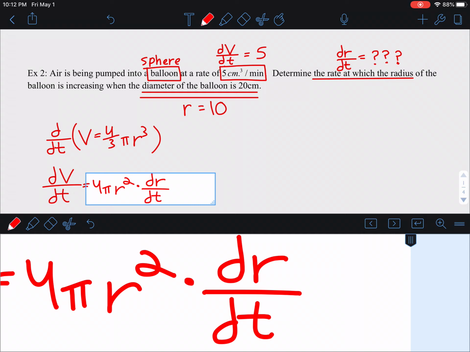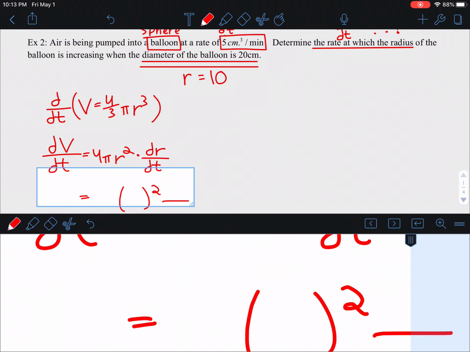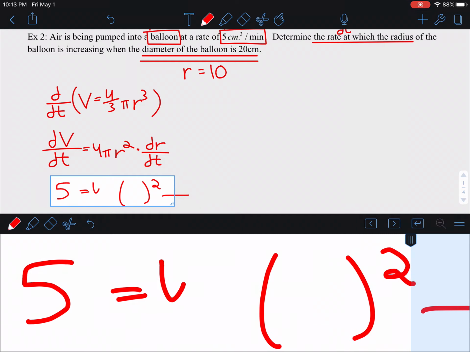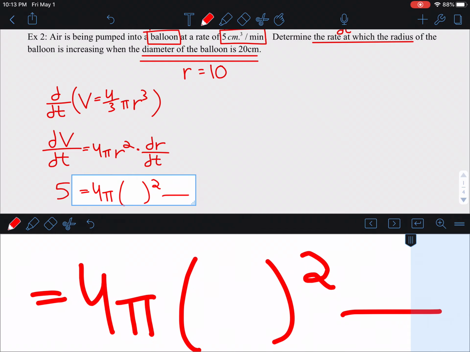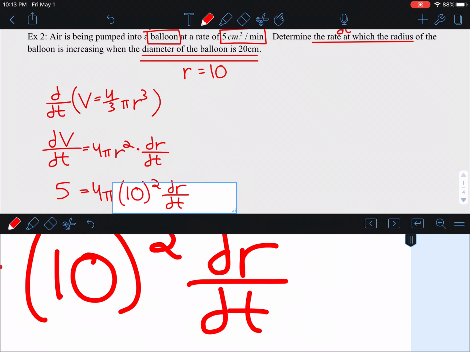Okay? But now, at this point, I have my related rate equation. I have an equation that relates all of the rates that I want to be related. And so now let's plug in my values. The volume is changing by 5 centimeters cubed per minute, so I can plug 5 in there. And on the other side, I have 4 pi. The radius at this moment is 10, and dr/dt, that rate of change of the radius, is what I am solving for.